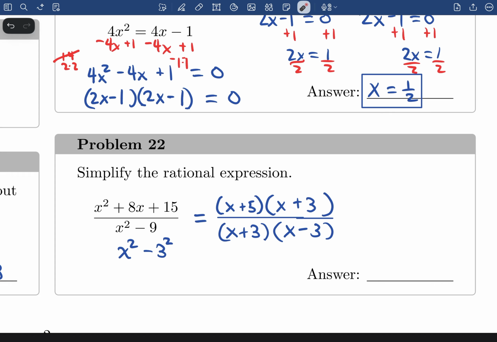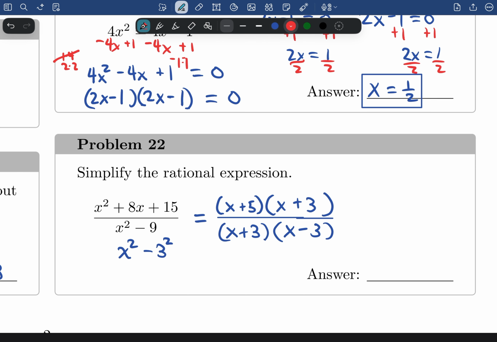Okay, and why did I just factor everything that I could? Because now we can cancel factors that are in common on top and bottom of this fraction. In fact, I see an x plus 3 on top and an x plus 3 on the bottom. Those are exactly the same factor, so they can cancel. And so what remains on top is an x plus 5, and what remains on bottom is an x minus 3, and that's the result. The answer is x plus 5 divided by x minus 3.